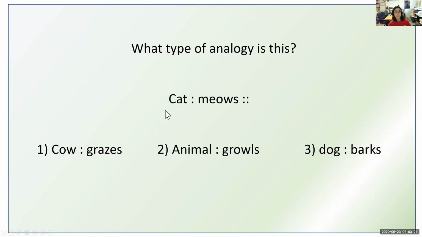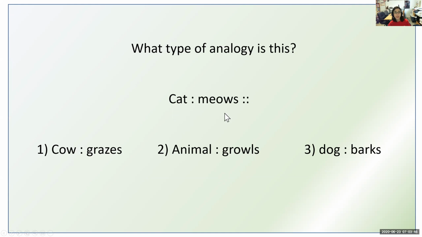Let's look at them one at a time. So they are all kind of talking about animals, but this is a specific animal. A cat is a specific animal, and it's talking about the sound that it makes. So we know that this one would not work because number 2 is not talking about any specific animal, it just says animal. And we need a specific animal. So our options are going to be either between cow or dog because these are both specific animals.